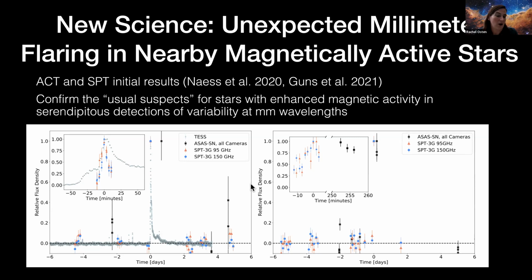So these are plots from, I think it's the Guns paper, showing the millimeter SPT data, along with TESS and ASAS-SN optical constraints, indicating that those actually are occurring during some relatively large flares. And these are magnetically active stars in the solar neighborhood. So exactly what you would expect to be producing enhanced flares.